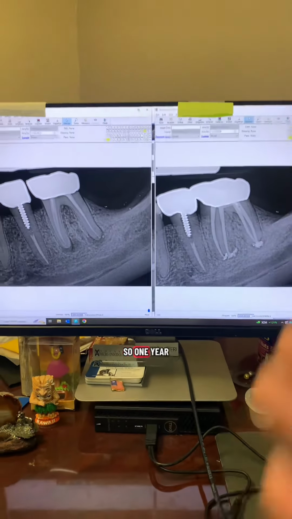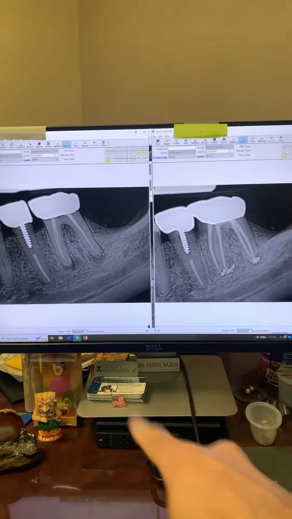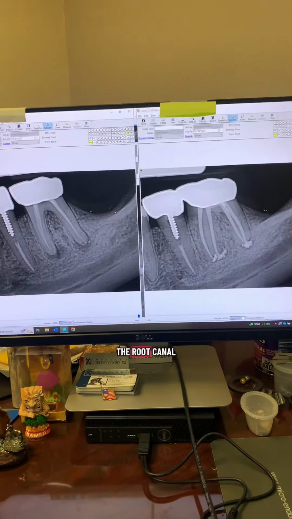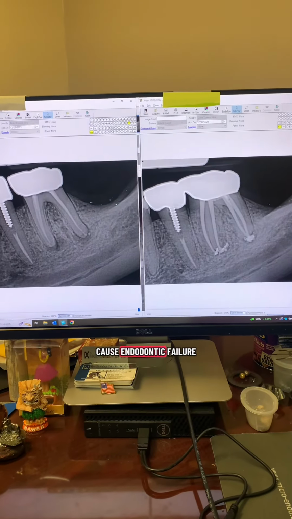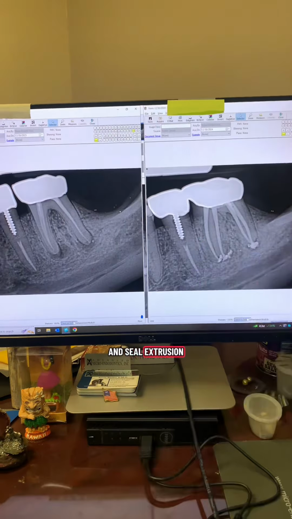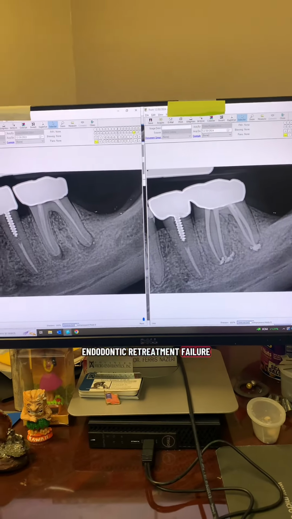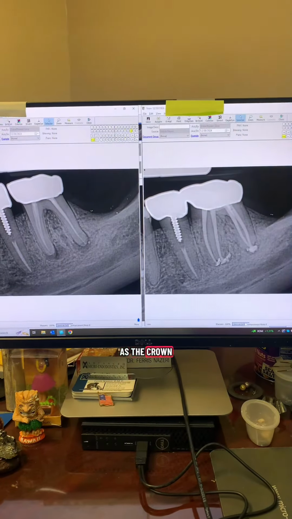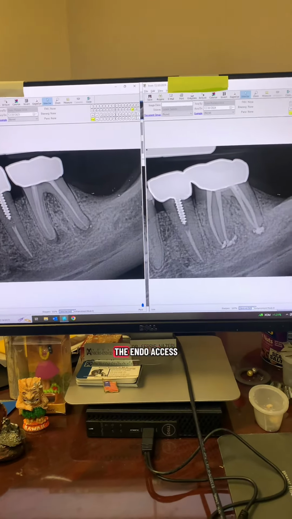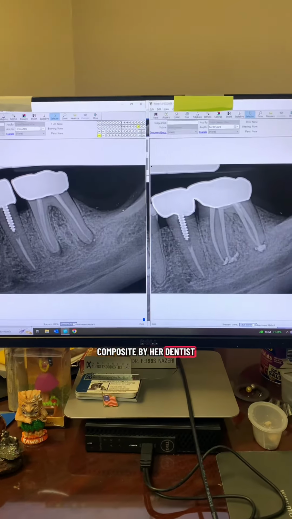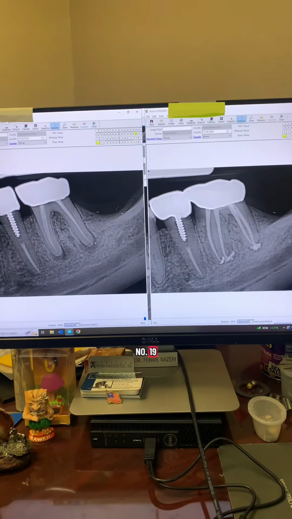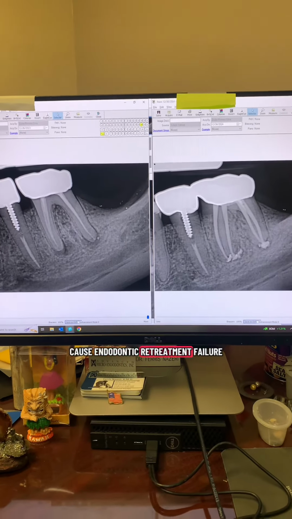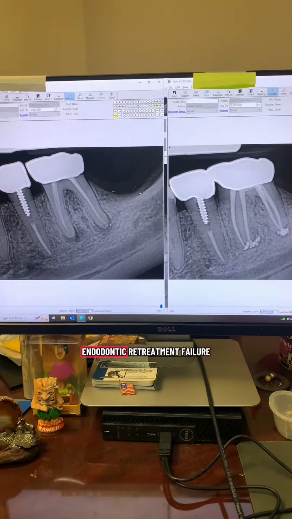All right. So 1 year post-op of tooth number 19, we redid the root canal in one appointment. That did not cause endodontic failure, and sealer extrusion did not cause endodontic retreatment failure. 1 year post-op of tooth number 19, patient has the same crown as the crown that we went through to redo the root canal for her. The endo access was restored with composite by her dentist. That did not cause endodontic retreatment failure, and sealer extrusion did not cause endodontic retreatment failure.